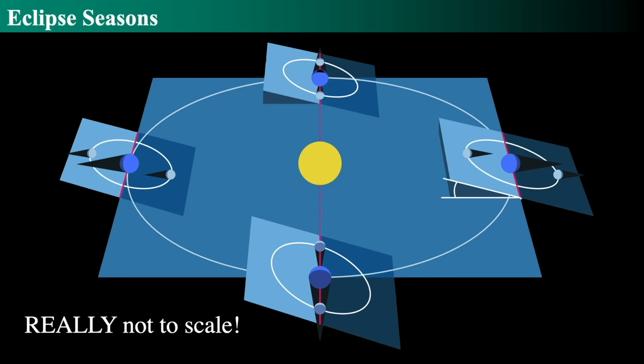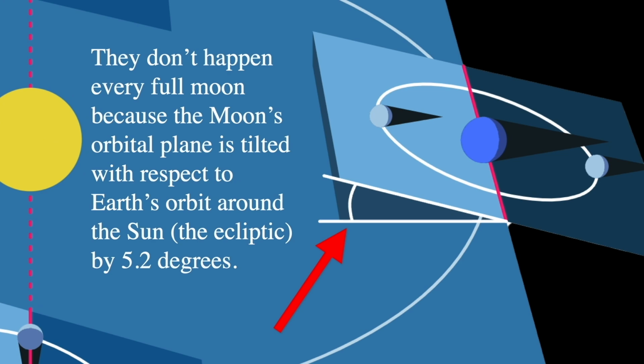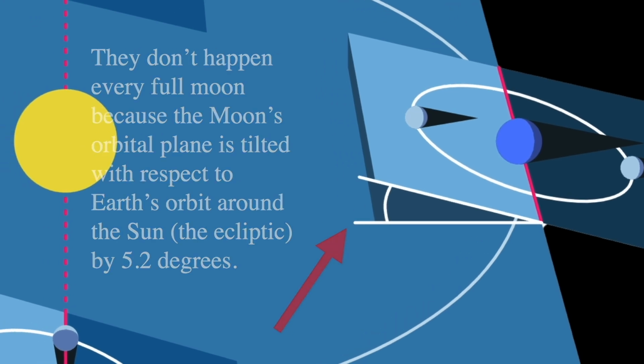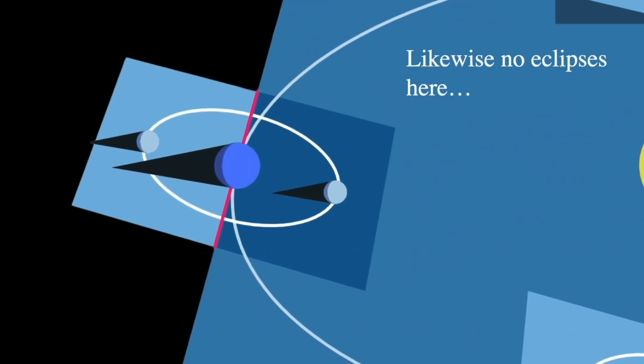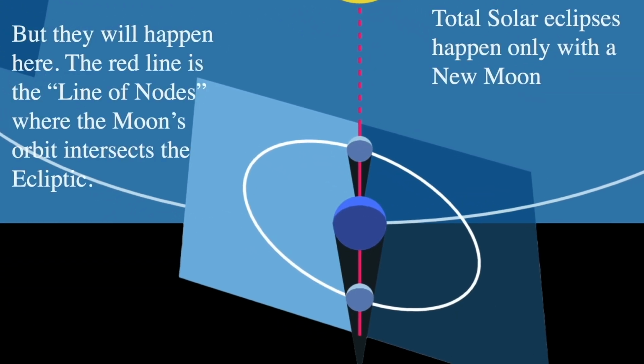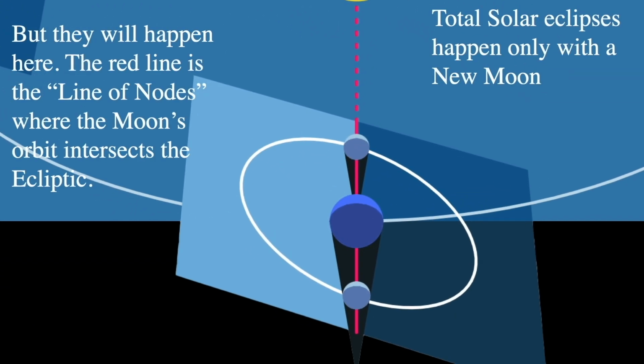Total solar eclipses can only occur if the sun, moon, and Earth are in a direct line. Because of that tilt, sometimes the moon is above the plane of the Earth's orbit and you're not going to get an eclipse, and sometimes it's below the plane and you're not going to get an eclipse either. But it might happen when the moon is at the node of the intersection between the ecliptic, the path that the Earth takes around the sun, and the moon's orbit.